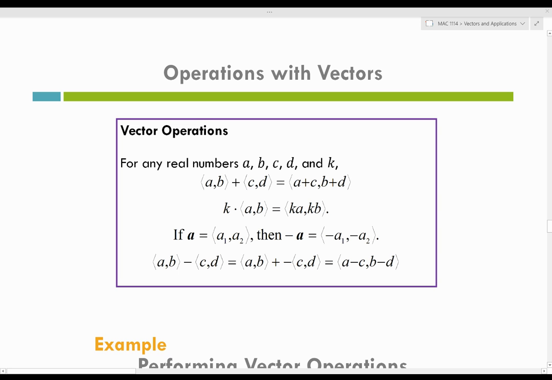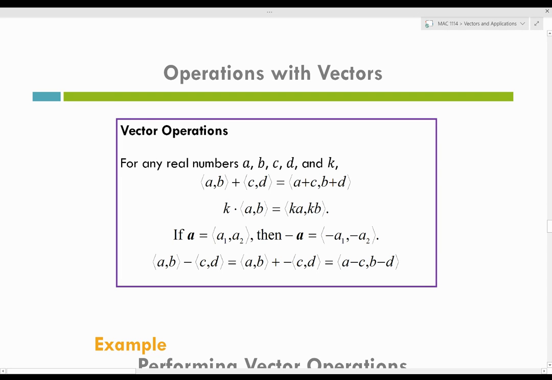All right, you guys, let's look at some operations with vectors. For any real numbers A, B, C, D, and K, the following will hold. If you have two vectors and you are adding them together, you can add their horizontal components together and add their vertical components together, and that will give you your new vector.